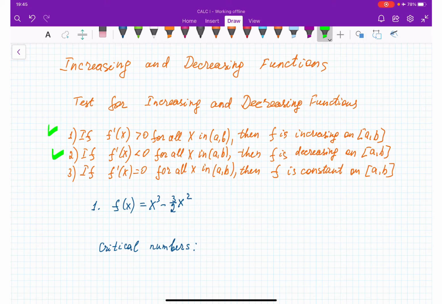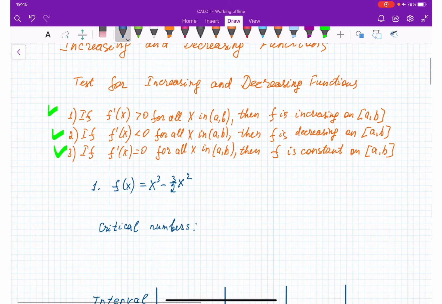If the derivative of the function is equal to 0 on the open interval, then the function is constant on the same interval, but closed one. Okay, so let's take an example.